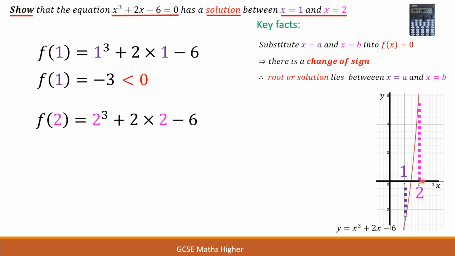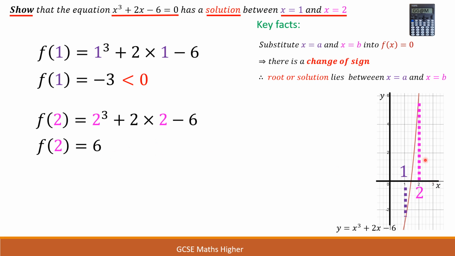So if I substitute 2 into the equation, you can see it's above the line here. So f of 2, instead of writing x, I'm going to write 2 cubed plus 2 times the value of x, which is 2. So 2 times 2 is 4. Take away 6. So 2 cubed is 2 times 2 times 2, which is 8, plus 4, take away 6, which will give me an answer of 6.